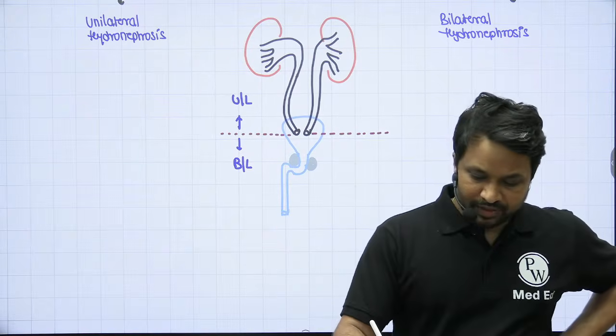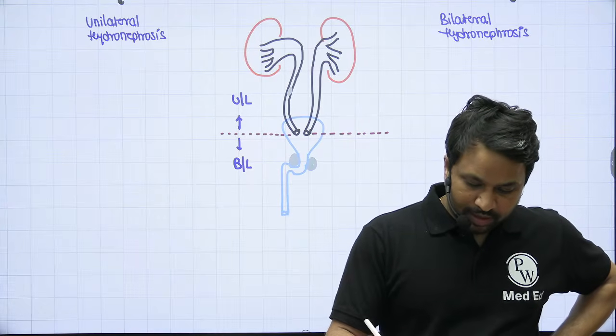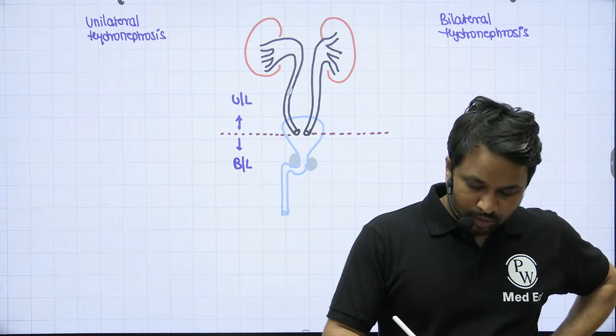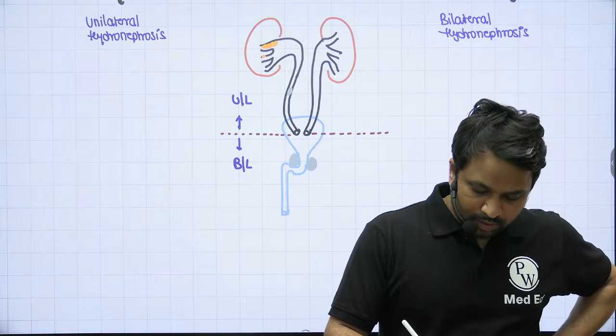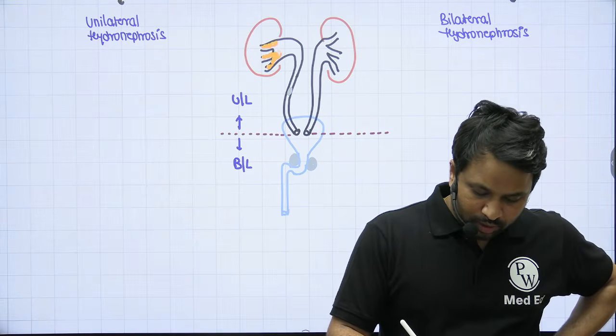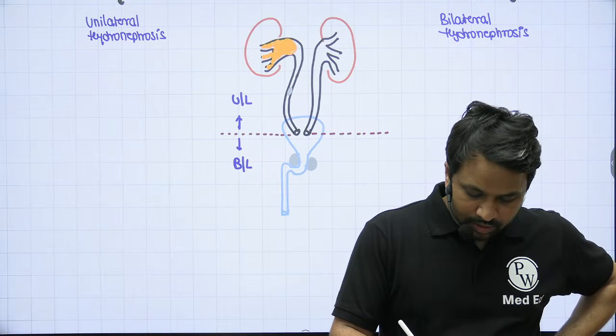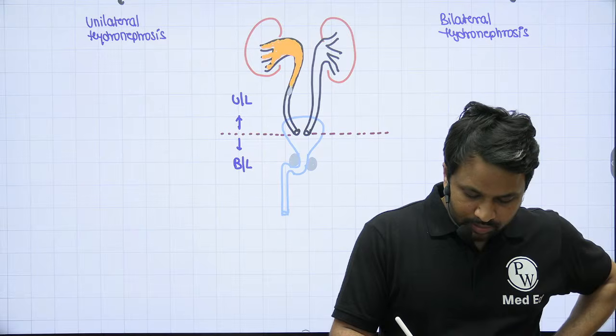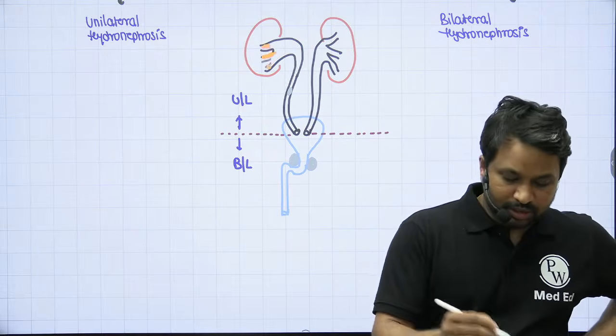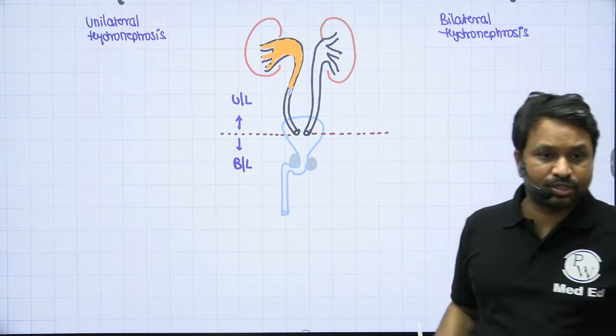Now, for example, if there's a stone present here, what is going to happen? The urine will not be able to flow. So all the urine that is present here is now going to pool up, sitting across here. So this is pooling of urine on one side, because the obstruction is unilateral.